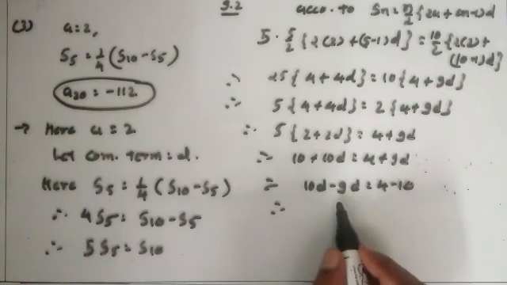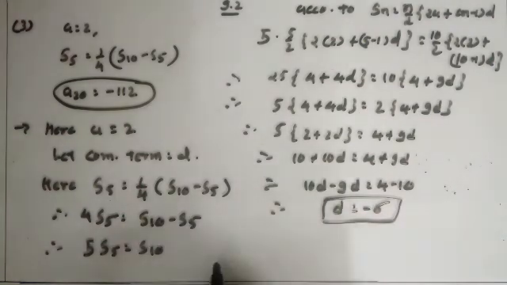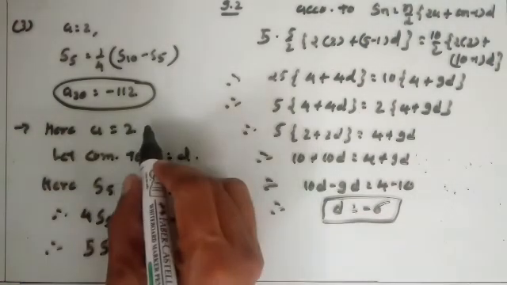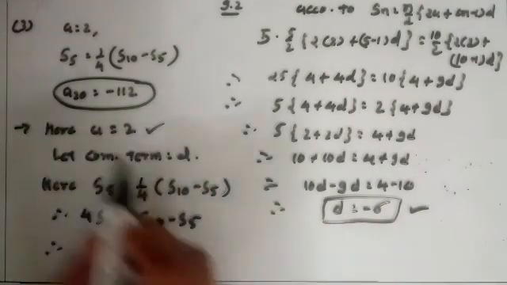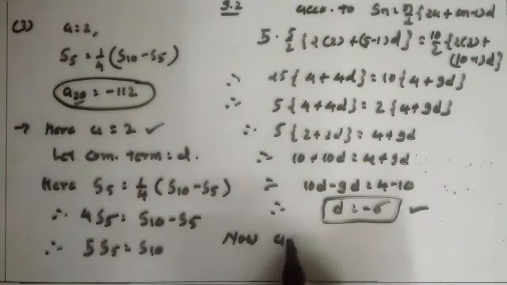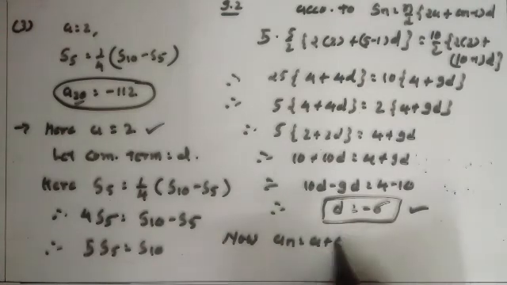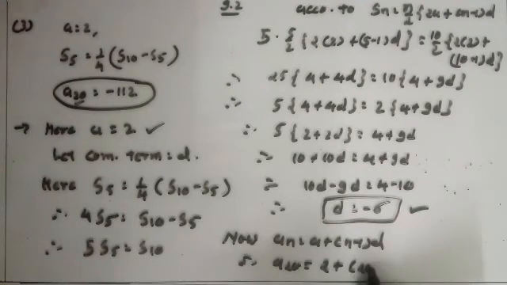Here 10d minus 9d becomes d is equal to 4 minus 10, that is minus 6. So the value of d is equal to minus 6. Here we have the value of a is equal to 2 and d is equal to minus 6. Using this we get the 20th term. Now an is equal to, we know that, a plus n minus 1 into d. Therefore the 20th term a20 is equal to a, the value of a is 2, plus n is 20 minus 1 into d, d is equal to minus 6.